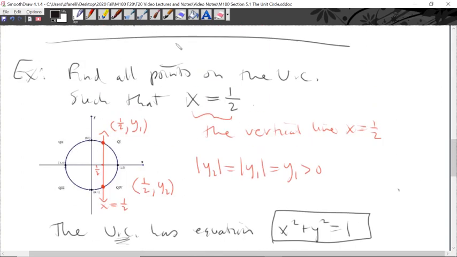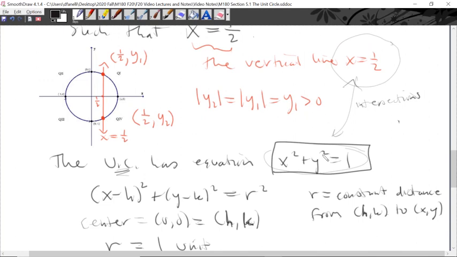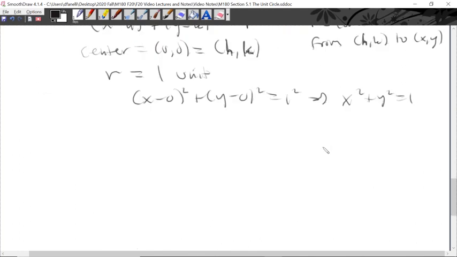Okay, so now we can interpret the question, find all the points on the unit circle such that x equals 1/2. We can interpret that geometrically as the intersection of the line with the equation x equals 1/2 and the circle with the equation x squared plus y squared is equal to 1. We want to find the intersections. And how do you find intersections geometrically? By using algebra. We do so by solving the system of equations. So in this case, we can do a substitution. x equals 1/2. We can plug that into the equation of the unit circle.